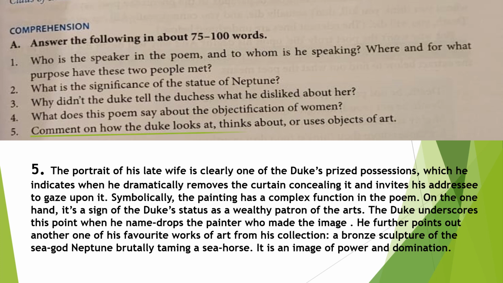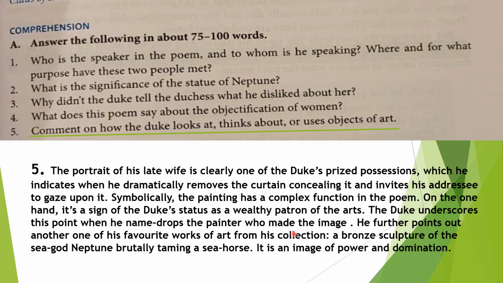And the last question, comment on how the Duke looks at, thinks about, or uses objects of art. The portrait of his late wife is clearly one of the Duke's prized possessions. There are two pieces of art, students, that is the painting and then the statue, which he indicates when he dramatically removes the curtain concealing it and invites his addressee to gaze upon it. Symbolically, the painting has a complex function in the poem. On the one hand, it is a sign of the Duke's status as a wealthy patron of arts. Means he used to buy the paintings, spend lots of money on it. The Duke underscores this point when he name drops the painter who made the image. He takes the name of the painter.